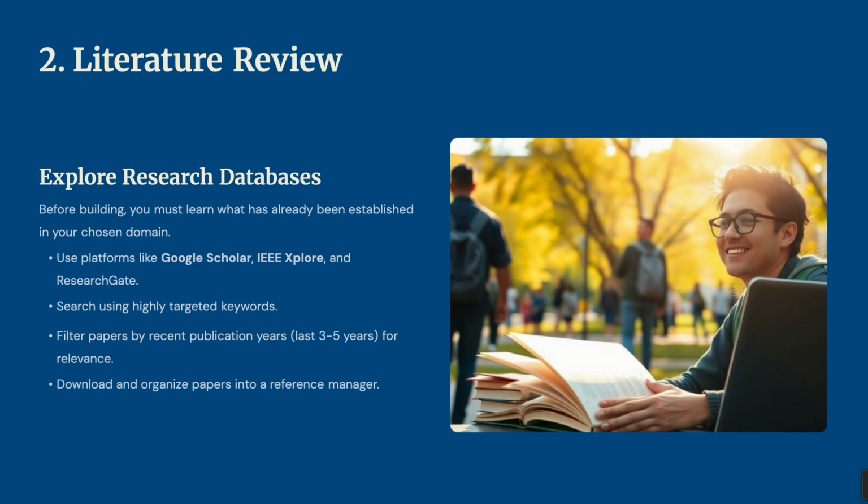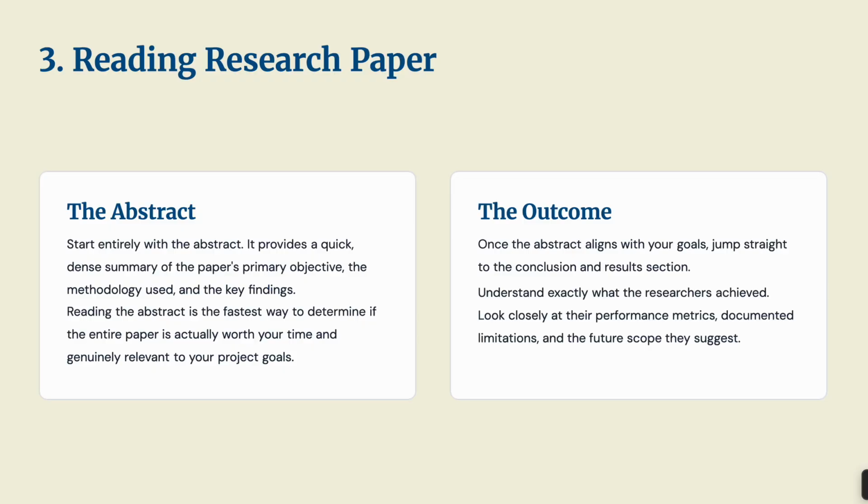What is the current trend in the market? What projects are they working on? Use platforms like Google Scholar, IEEE Explorer, and ResearchGate. Many researchers would have put their project, and you can know what they are currently working on, and try to get the last 3 to 5 years of relevance papers. That will help you a lot.